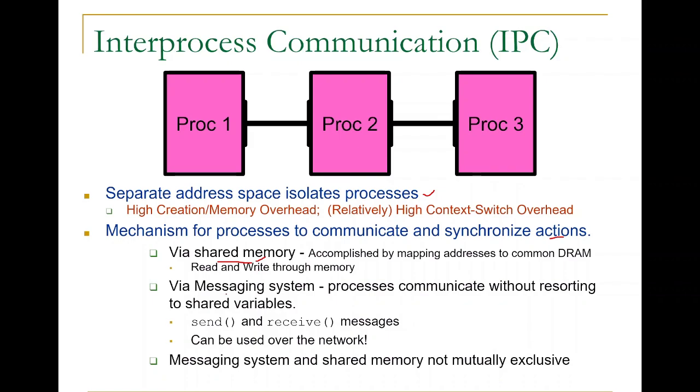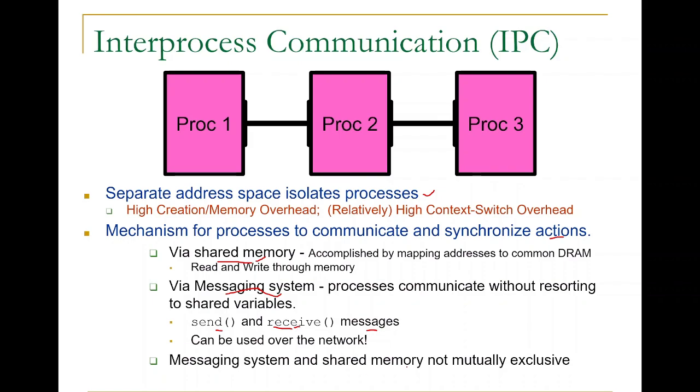Another option is using a messaging system, because processes communicate without resorting to shared variables. Instead, they use what we call send and receive. These are send and receive messages, and they can be used over the network. So if a process needs information, it places a send, and when it gets information to consume, it receives it and says I've received it.